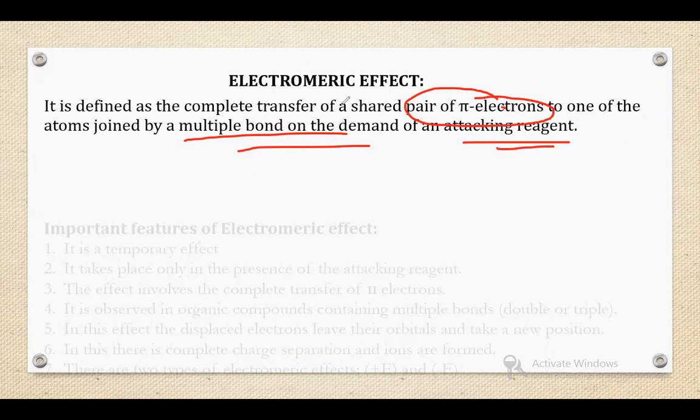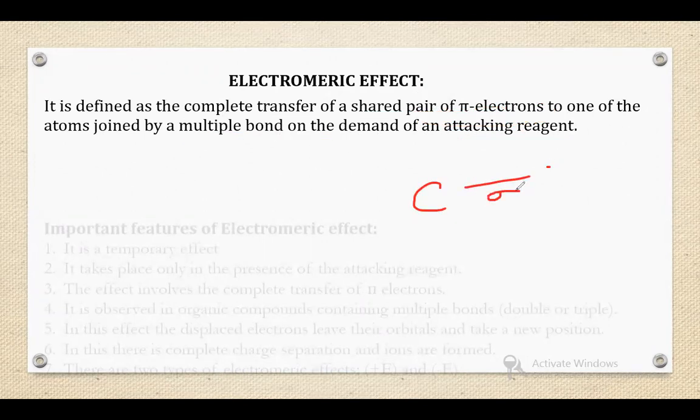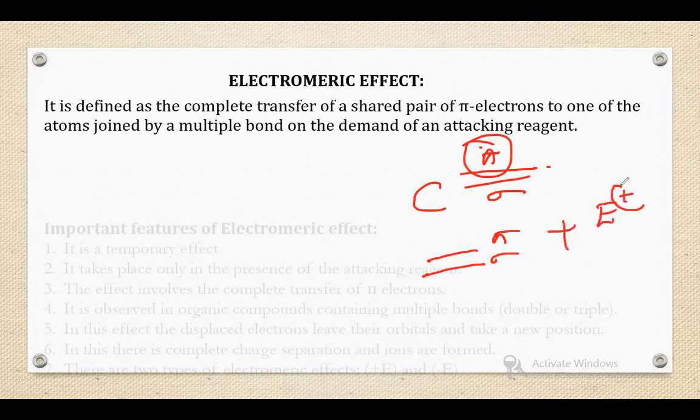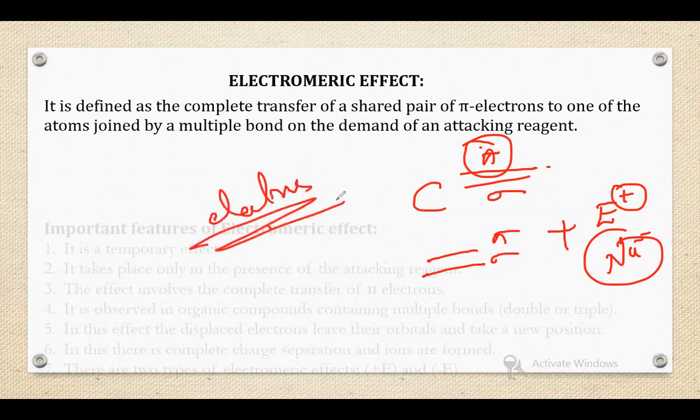So, complete transfer of a shared pair of pi electrons. Pi electron is nothing but this: the first bond formed is sigma, and the next bond is the pi bond. So complete transfer of pi electrons to one of the atoms joined by multiple bonds, one sigma and another pi, on the demand of the attacking reagent, whether the attacking reagent is an electrophile or a nucleophile. It is a phenomenon of movement of electrons from one atom to another in a multiple bond at the demand of an attacking reagent.